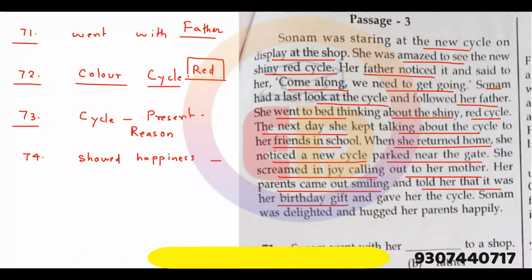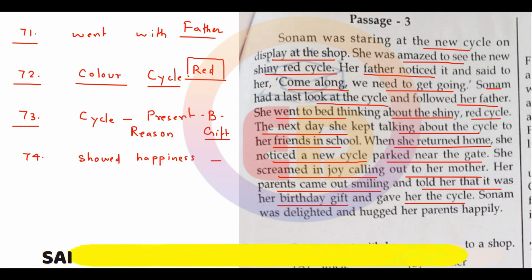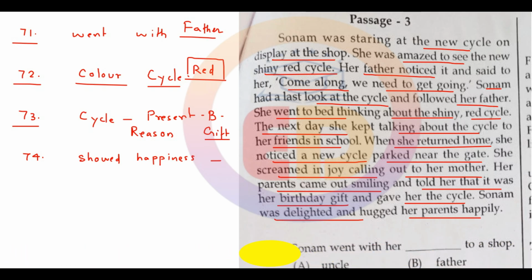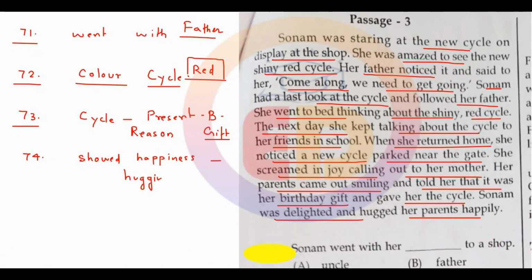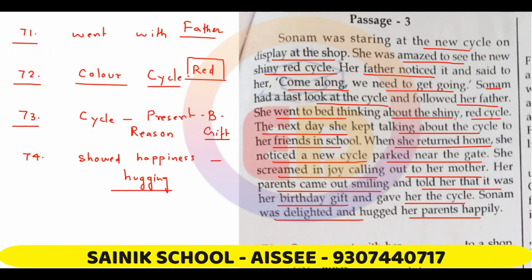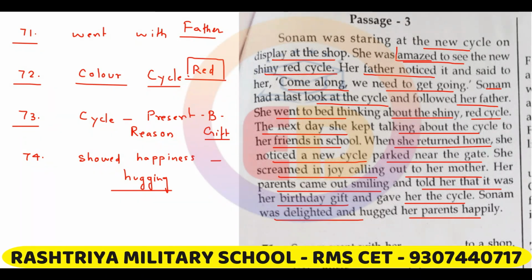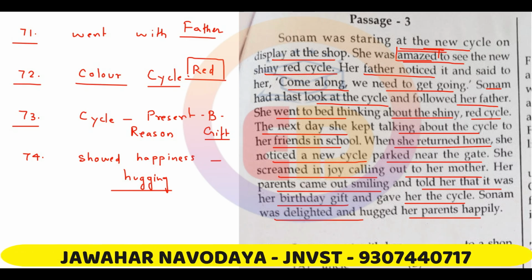So the reason for the present was a birthday gift, and they gave her the cycle. Sonam was delighted and hugged her parents. So how did she express her happiness? By hugging her parents happily. Here the word amazed actually means surprised.